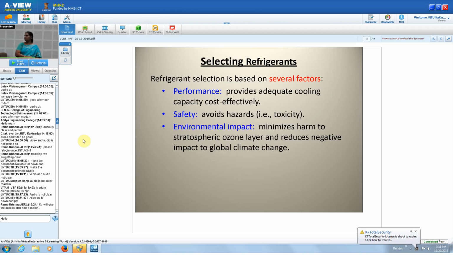Selection of refrigerant plays a vital role in vapor compression refrigeration, whether for performance, safety or environment. It should be selected such that the environment is not affected, the safety precautions are taken, and the COP is also high. See about the refrigerant after completion of the vapor compression.